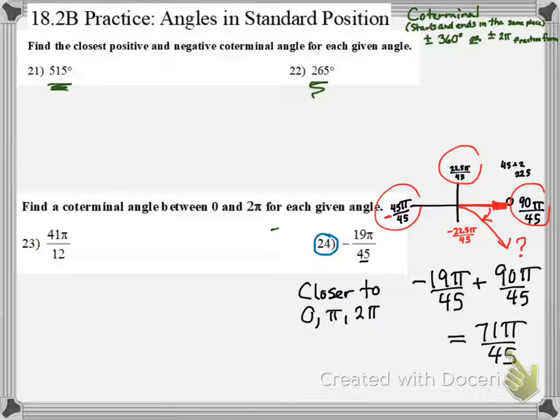Now, that is coterminal because I added a full circle to it. Is it somewhere between 0 and 2 pi? Is that number somewhere between 0 and 90 pi over 45? Yes, it is. There's my answer for that one.